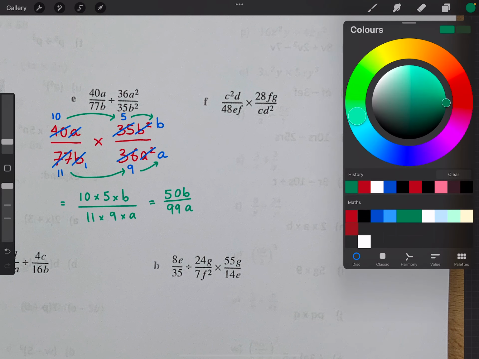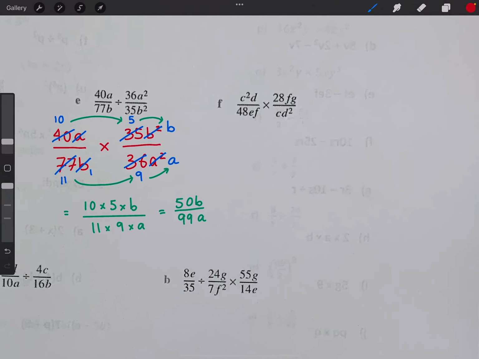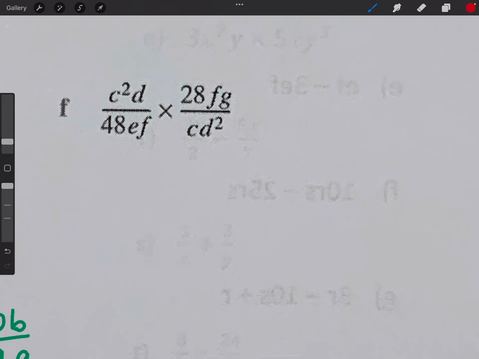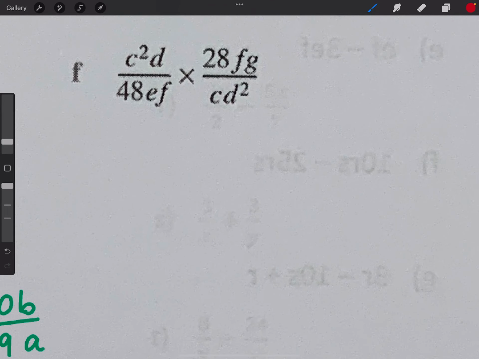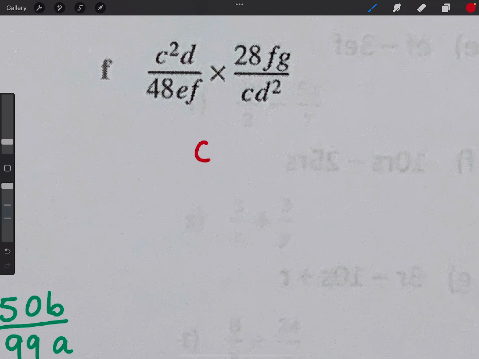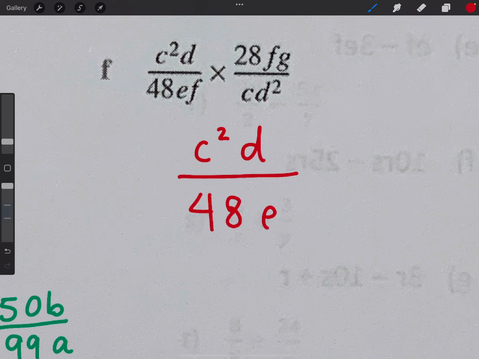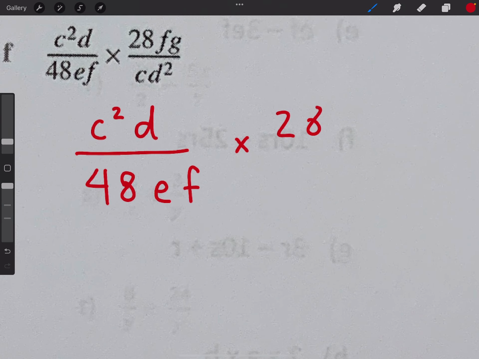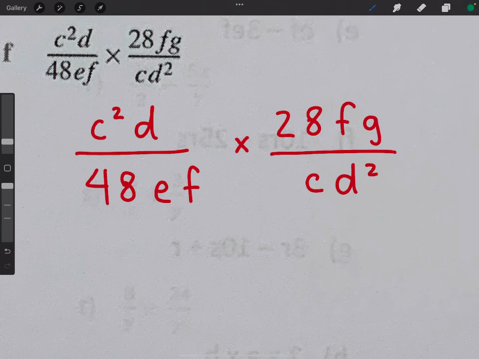Alright, next, let's look at question F. We're doing a multiplication, so this is a bit simpler. Don't have to flip or change anything. Now the first one, I'm going to put C squared D over 48EF times 28FG over CD squared. I'm just rewriting this so you can see it a bit clearer when I start simplifying.